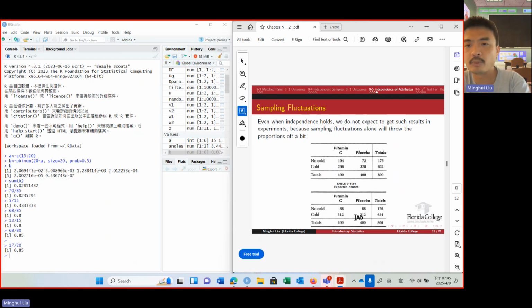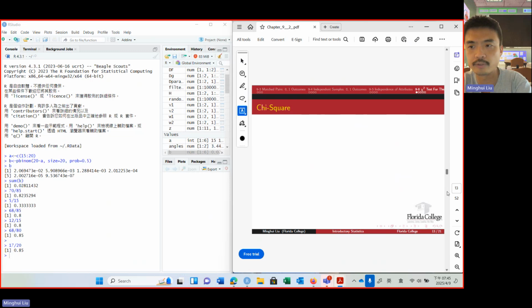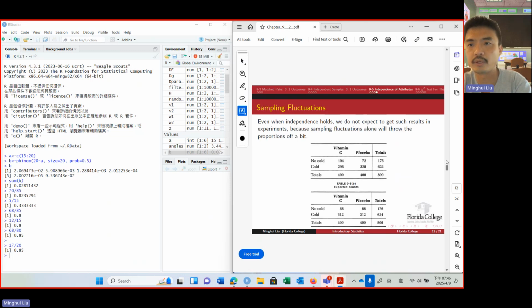But the actual number we observe will be different. The actual number we observe will be something like these. And now these tables are different. For sure, they are very different. Now the question is, do we want to interpret this difference as a natural fluctuation of the measurements, or do we conclude that there is a real difference? And this will lead to our next topic called the chi-square test, which I will cover in the next video.